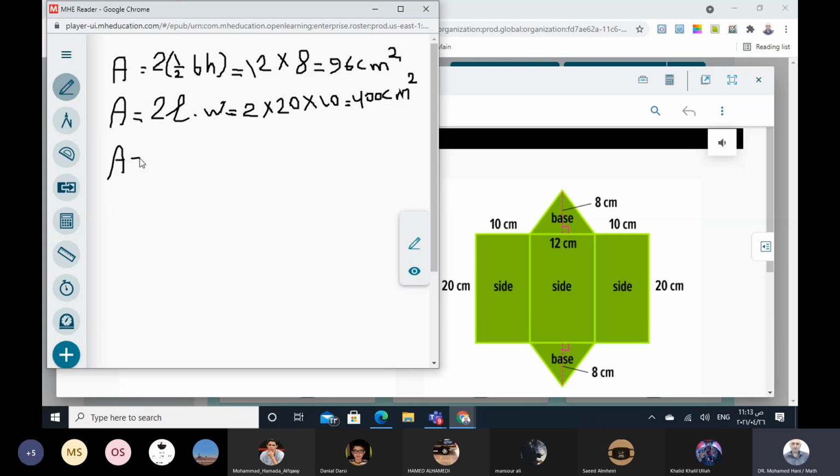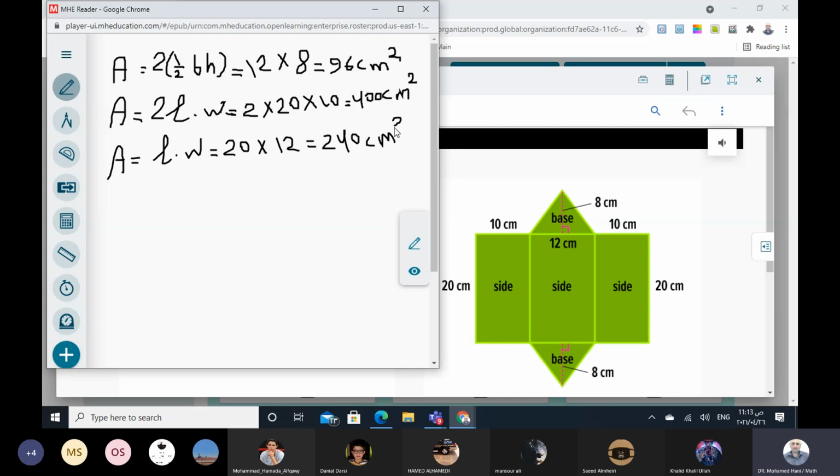Now the last area for the bottom, as you see, also the bottom rectangle. So the formula, length times width. The length will be 20 times 12, the width will be 12, equals 240. Great. So 2 times 12, 24. Then add the 0. So the answer will be 240 centimeters squared.